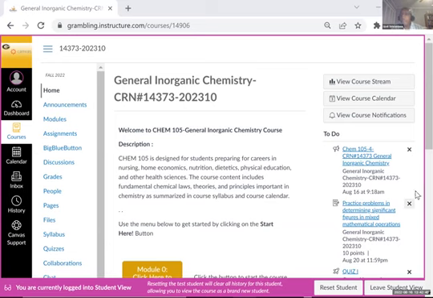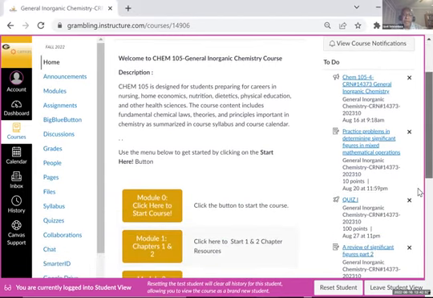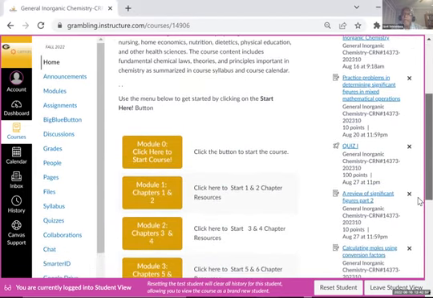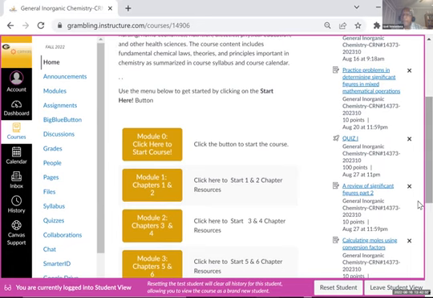All right. When you go to your web page, can you see the web page now? I'm showing on your screen now. Yes. Okay. You go to module 0 here, the first one on the top.